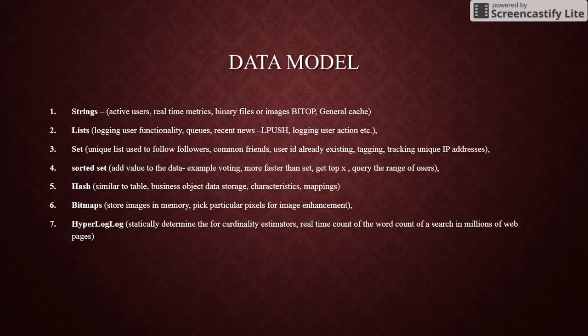Strings, for example, is used to store the active users data, and lists give you the recent news and trending topics. Sets and sorted sets help you to store the data relating to a person's friends and recent activity or recent posts, etc. Hashes, bitmaps and hyperloglogs are a little to the higher end, helping you to map and see the characteristics and store the pixels for an image, etc.